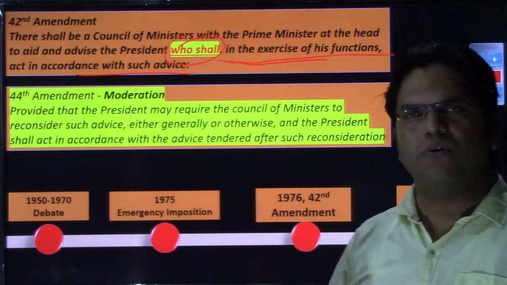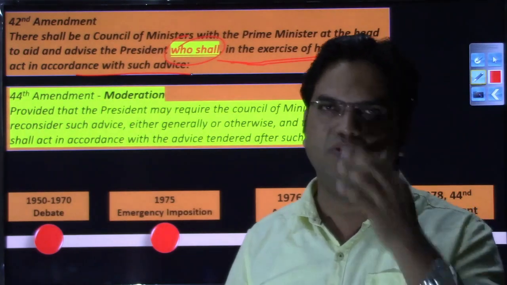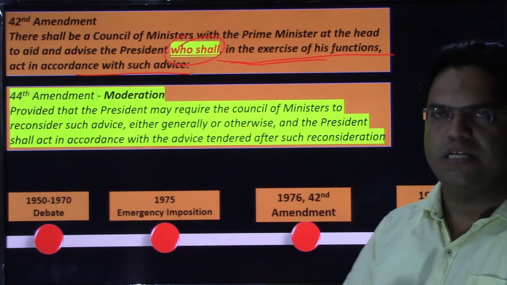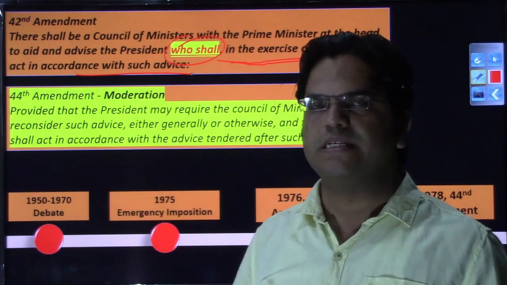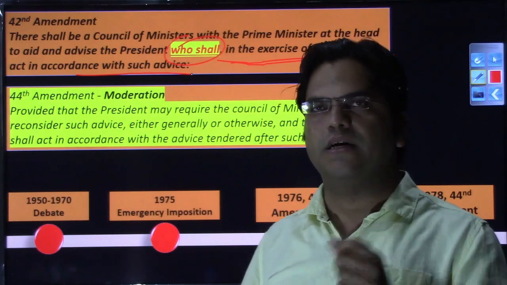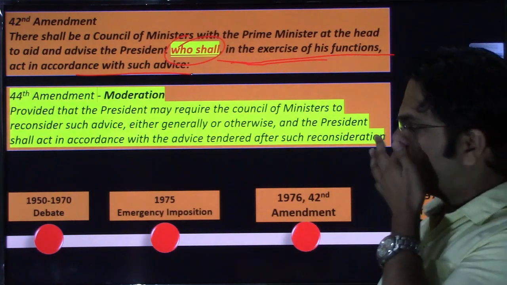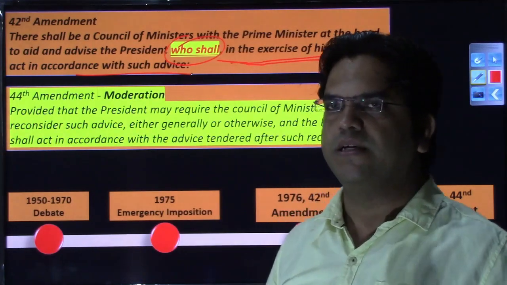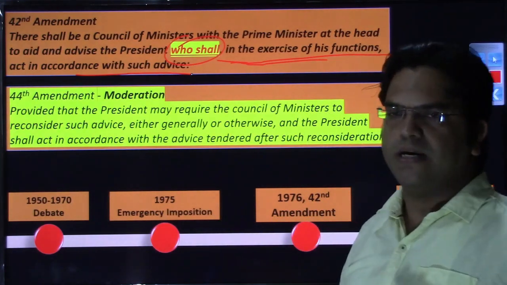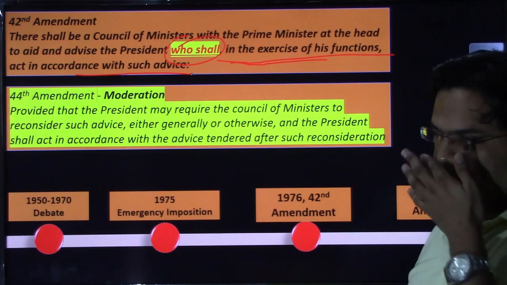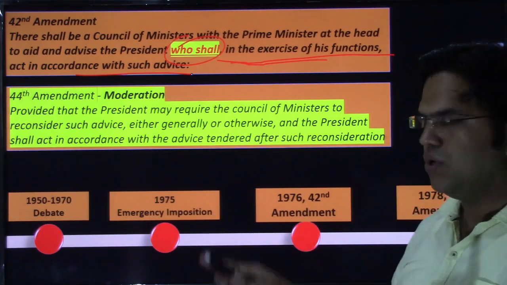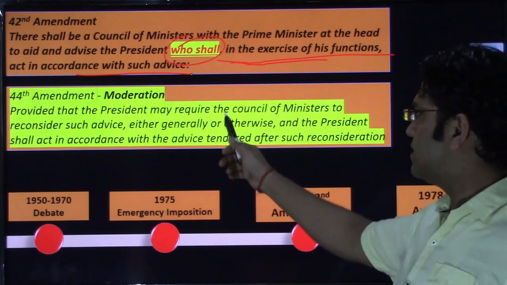So these people were a group of social reformers: JP, Lohia, Lal Krishna Advani, Atal Bihari Vajpayee, Morarji. These people had collectively fought against the Indira Gandhi government, her autocratic behavior, and consequently whatever the 42nd Amendment did will be annulled by this 44th Amendment. The changes this 44th Amendment is going to make to 74(1) are these.